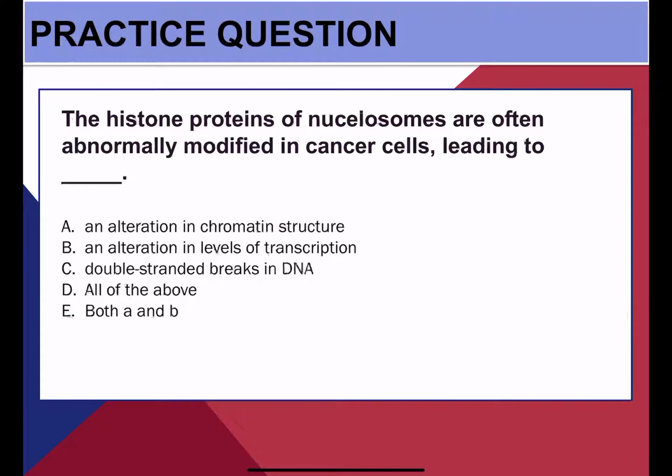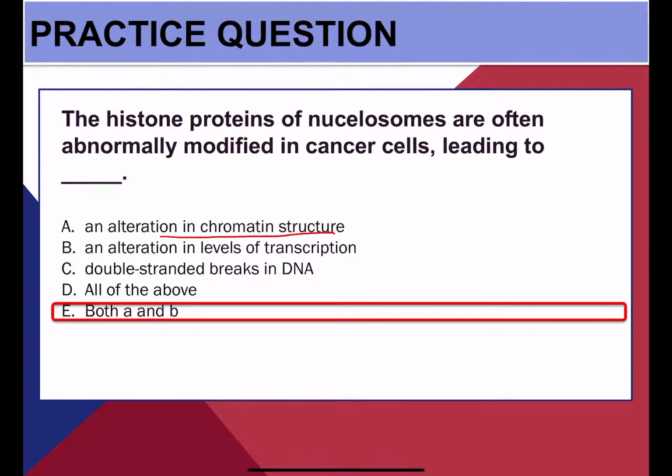Okay, the histone proteins of nucleosomes are often abnormally modified in cancer cells, leading to, now this is a question as a build-up from what we learned about histones and nucleosomes. Remember we talked about that in the gene expression chapter. So if the histones are modified abnormally, what will happen? There will be alteration in chromatin structure. Remember, histones are important for keeping that nice nucleosome structure, and there will be alteration in levels of transcription. Remember, the acetylation or methylation of histone proteins can lead to transcription or no transcription. So when there are abnormally modified histones, that can actually alter the rate of transcription as well.